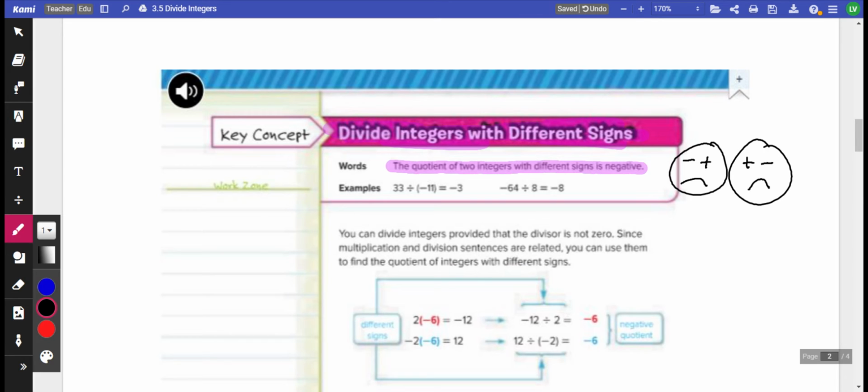So examples, 33 divided by negative 11. Well, 33 divided by 11 is 3. A positive divided by a negative, they're different signs, so therefore it's a negative. Negative 64 divided by 8 is negative 8. Well, 64 divided by 8 is 8. A negative divided by a positive is a negative. So you can divide integers provided that the divisor is not 0, meaning you cannot divide by 0.